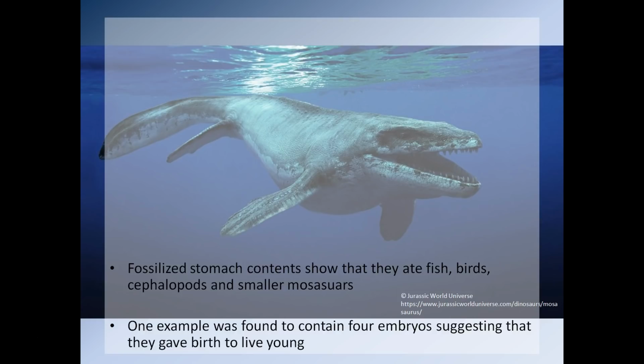However, it didn't actually manage to achieve that because obviously at the end of the Cretaceous, there's the Cretaceous-Tertiary mass extinction, and that pretty much did for the mosasaurs. In terms of the samples we have, when we look at the stomach contents, we see they ate fish, birds, cephalopods, once again squid and octopi, and other small mosasaurs. So mosasaurs were not against cannibalism. We do, however, have one example of a mosasaur that contains 4 embryos, suggesting that mosasaurs, just like ichthyosaurs and plesiosaurs, gave birth to live young in the water.